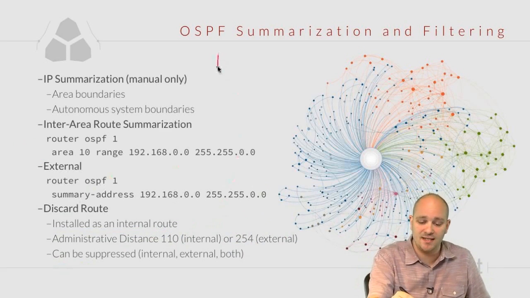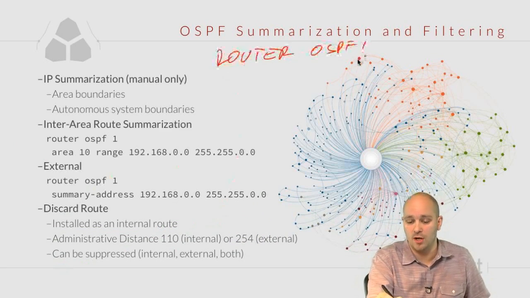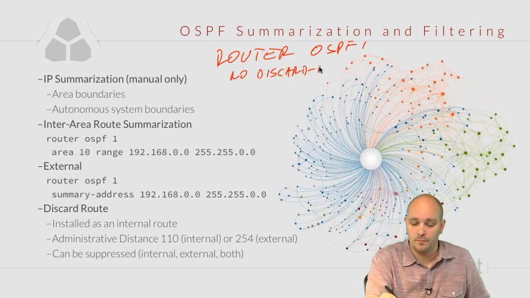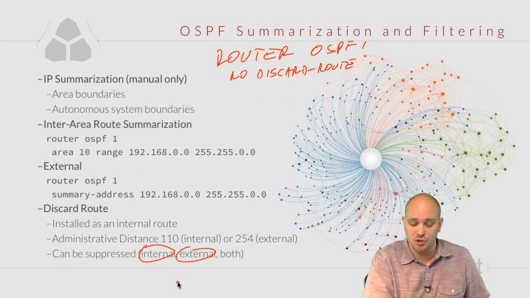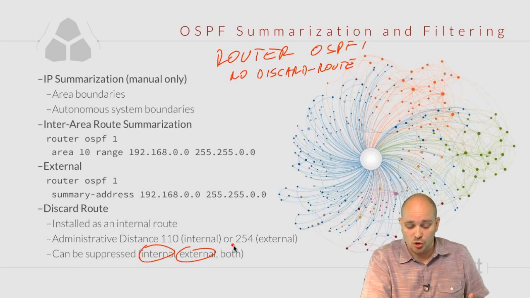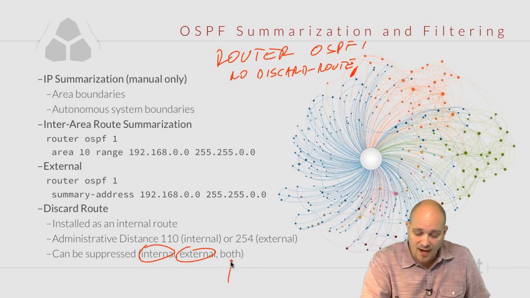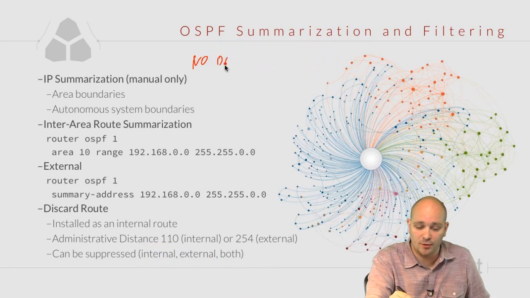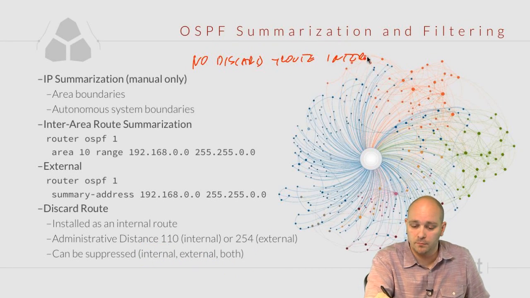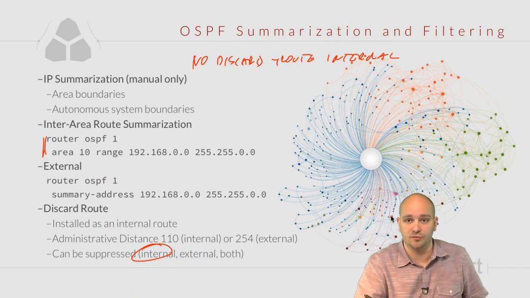The syntax for that is under the OSPF process. You would go under router OSPF, let's say 1, and you would simply say no discard-route. With this, we are going to suppress both internal and external discard routes. So if I press enter here, actually I'm doing this, I'm suppressing both. But I can also specify, for example, no discard-route internal, and in that case I will suppress only the discard route that will be the result of this configuration.